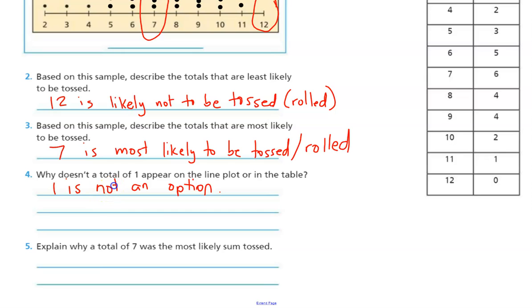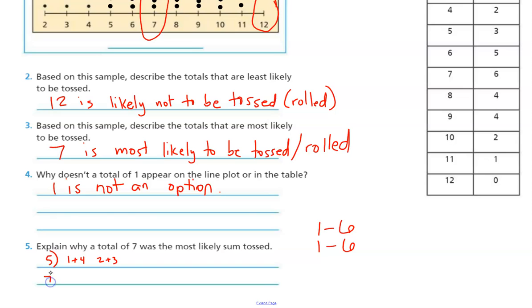But number 5 is definitely the one that I want to talk about the most. It says, explain why a total of 7 was the most likely sum tossed. You have to remember your dice here are between 1 and 6 for both of them. And 7 ends up being the most likely because you can reach 7 the most often. For example, if I was trying to roll 5, meaning I would add the 2 dice together to equal 5, my only options are 1 plus 4, or I could roll a 2 and a 3. There's no 0, so I can't do 0 and 5. So the only way to equal 5 is 1 plus 4 and 2 plus 3.